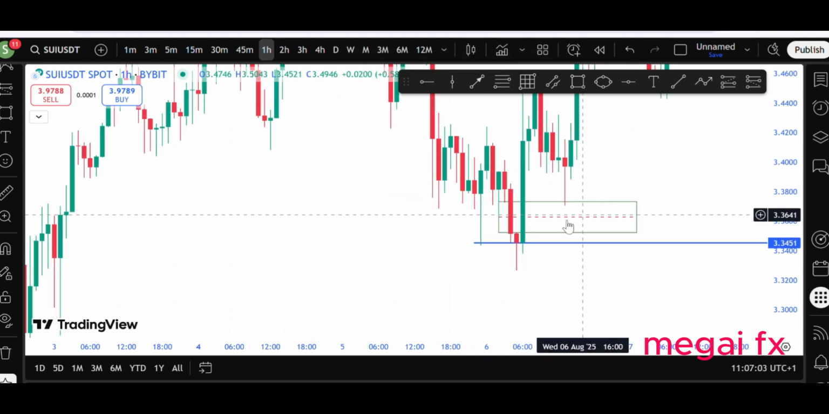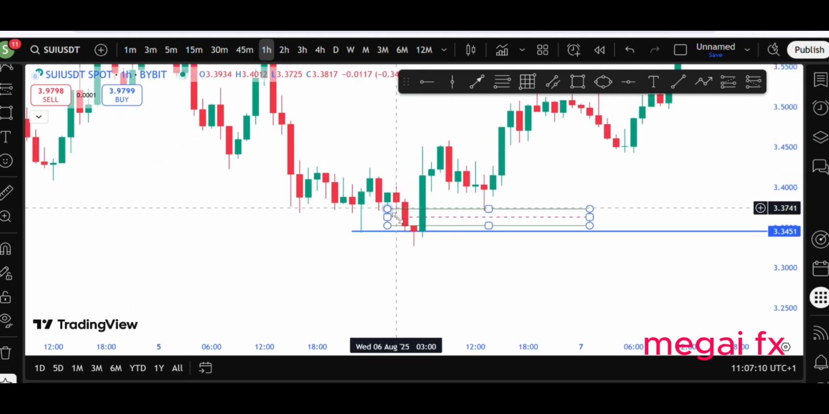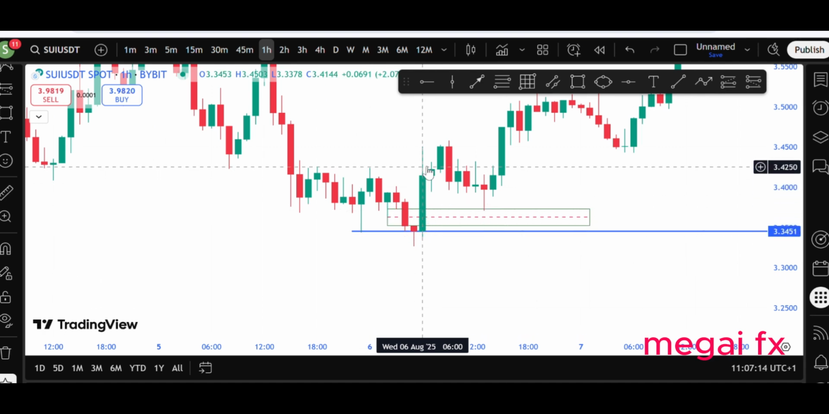And what happened? When market swept here, it created this fair value gap, and you notice that another candle also came back aggressively, closing above this fair value gap. Look at it, closing above this fair value gap entirely.